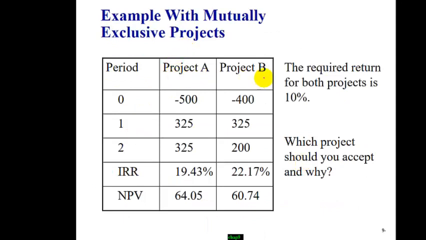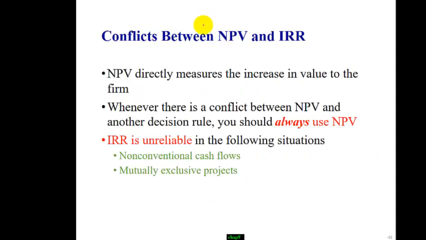Example: A and B are mutually exclusive projects. You only pick one, not both. IRR says B is better. But look at the NPV: A is better. So in this case, always go with the NPV decision rule. So pick A. Why is B ranked higher? It is a smaller project. In summary, when we have different conclusions using NPV or IRR, always go with NPV. Be careful when you use the IRR decision rule for non-conventional cash flows or mutually exclusive projects.